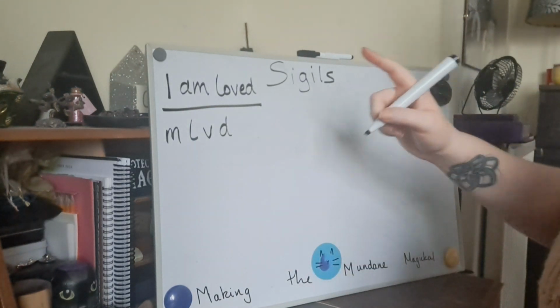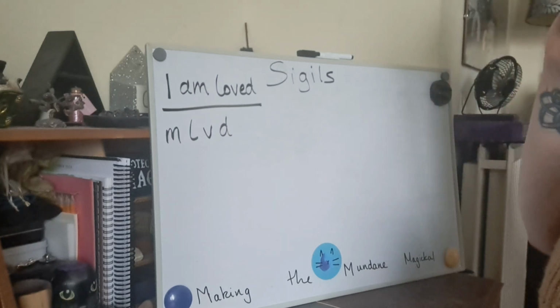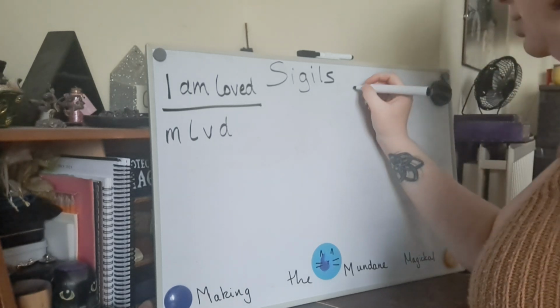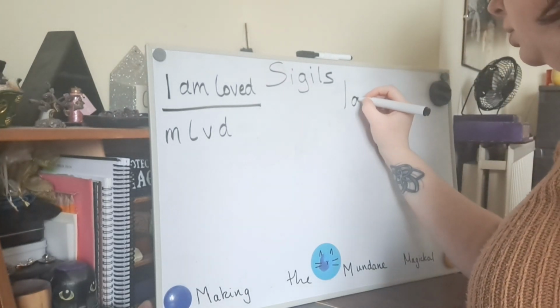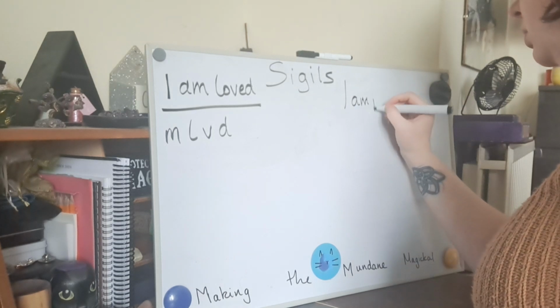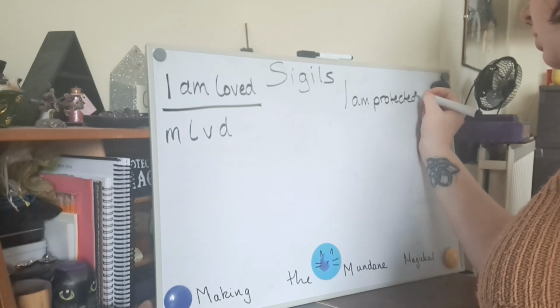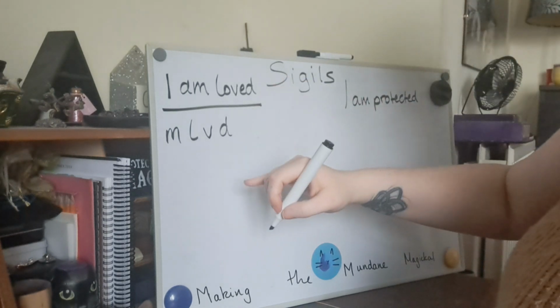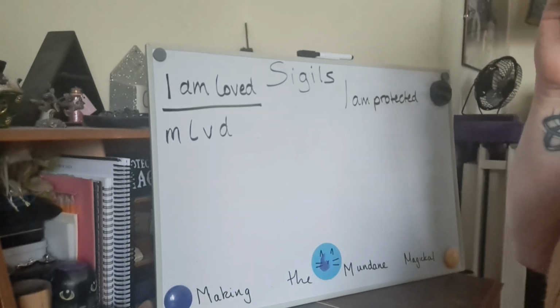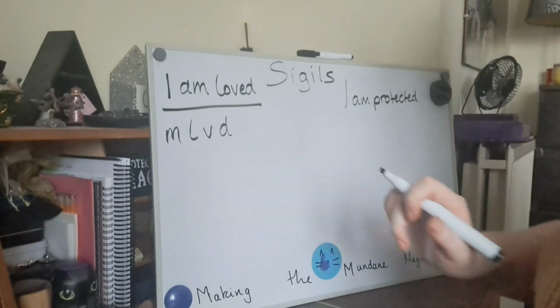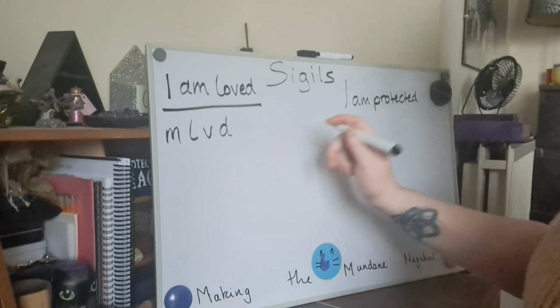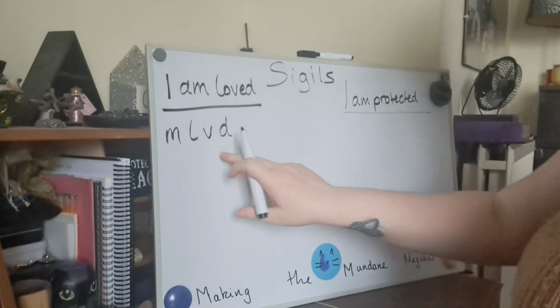I'll do another letter one. So like I am protected, that'll be a good one to do. So I am loved. So we've got these four, and this is all we need. These are the only letters that we need for this sigil.